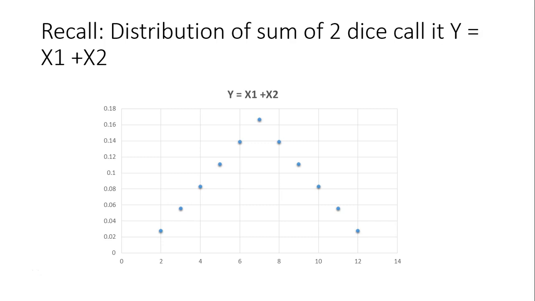All possible averages that I can get. Well, the biggest average I can get is a 6. That means both dice were 6. And the smallest average I can get is a 1, because that means that both dice were 1. I just sum them up and divide by 2. And how would this distribution look? Well, it's the same as the distribution of x1 plus x2, but I just divide by 2. It's just going to be a transformation of this.